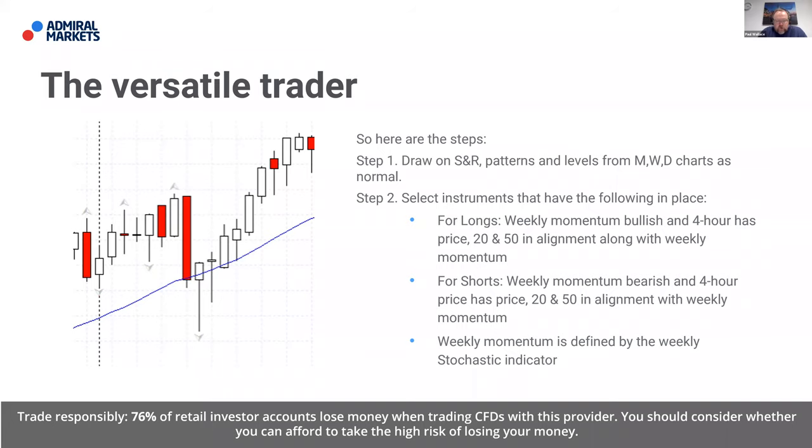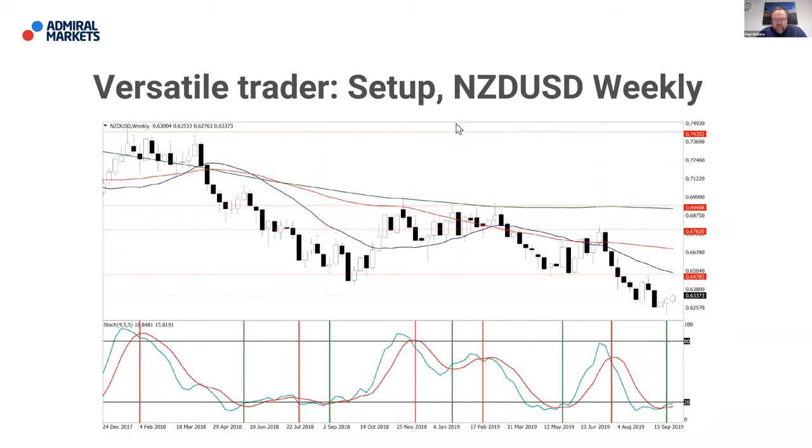And it's the flip side for shorts. We need to see the weekly momentum bearish, and on the 4-hour, price with the 20 and the 50 in alignment with weekly momentum. That just means the stochastic is heading down, which is very clear, as we'll look at in a moment, and price is beneath the 20 and 50. As I said, weekly momentum is defined by the weekly stochastic indicator. So hopefully on the next chart, this is what we can see.